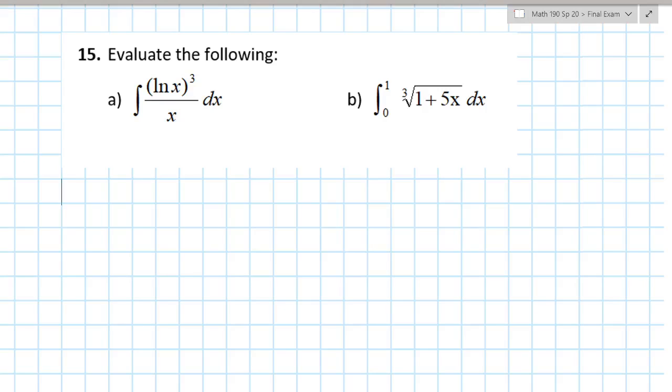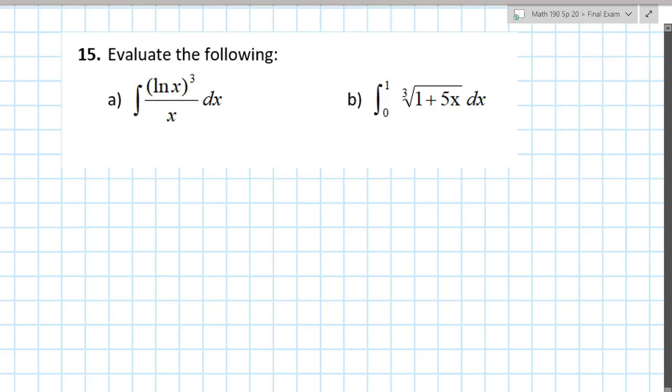We want to find the integral of the ln of x cubed divided by x dx. In this problem, notice that we've got something that we cannot simplify to be one of our basic antiderivatives. Also notice that this is an indefinite integral and it is just asking us what is the antiderivative function. What is the most general antiderivative function? So when you see that, you should have a plus c in your answer.